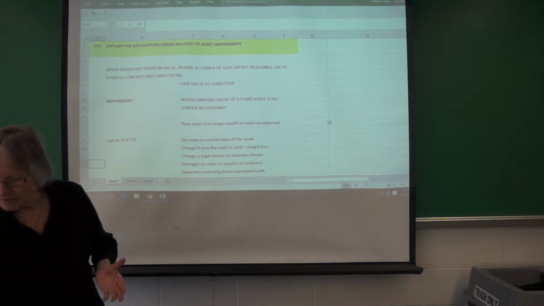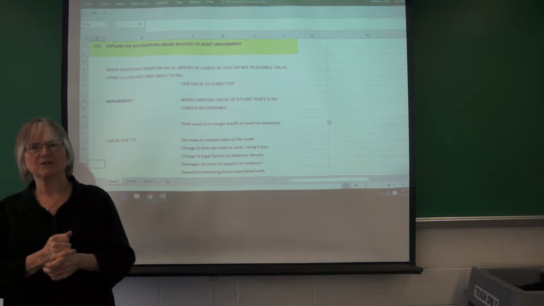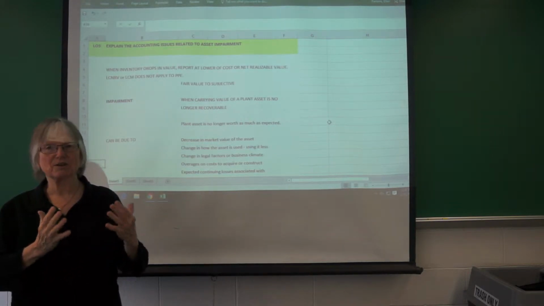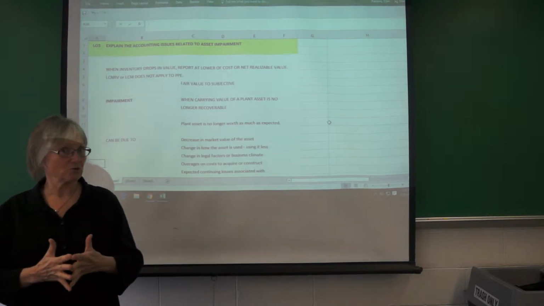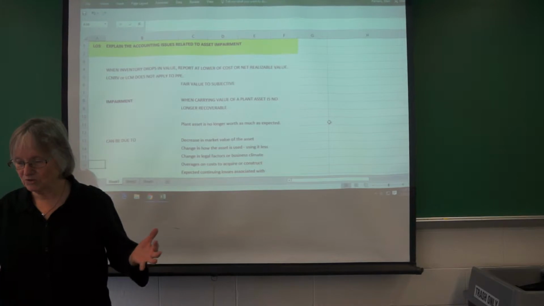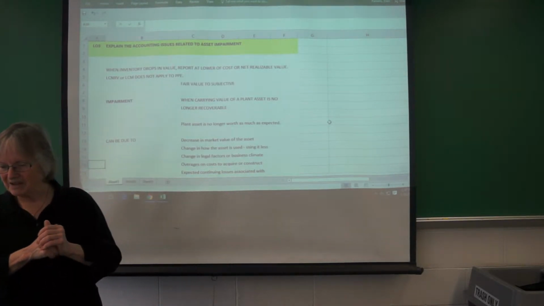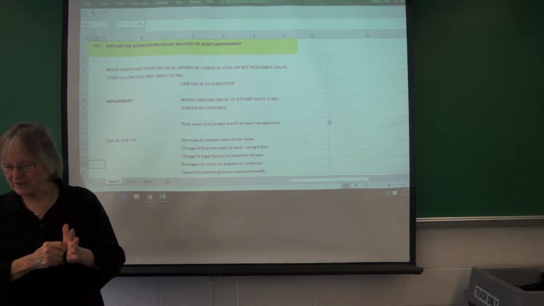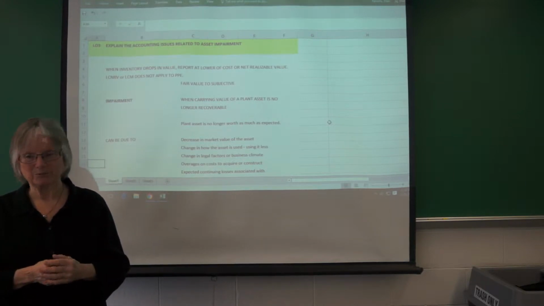So anyway, there's going to be a bunch of reasons for impairment. It doesn't have to be that your planes crash. It could be a decrease in the market value of the asset, or a change in how the asset is used. You could be not going to be using it. You might be using it less. You might be using it in a different way. The legal or business climate could change. And there's various other reasons, maybe legislative or other legal problems.